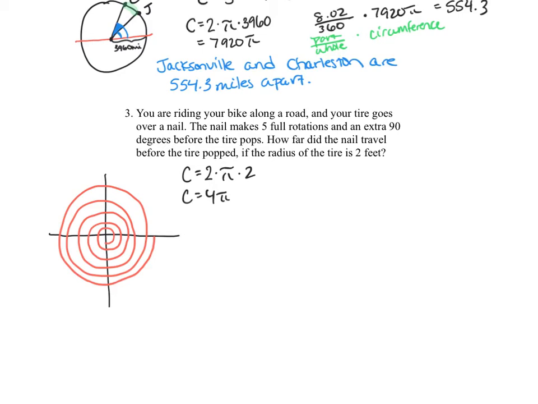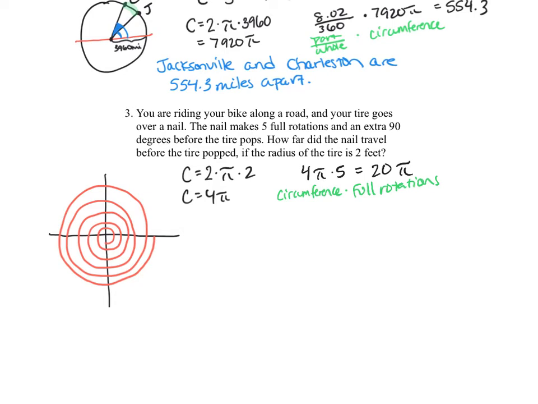You can start with part over the whole, but first I think about this and I go, okay, we're going 5 full rotations. We're going around the tire 5 full times, or we're doing 5 of the circumference. So I'm going to do 4 pi times 5 to give us 20 pi. In this case, that's our circumference times how many full rotations we have. But that's not going to give us our fraction.